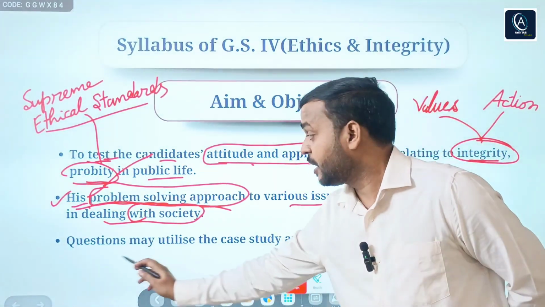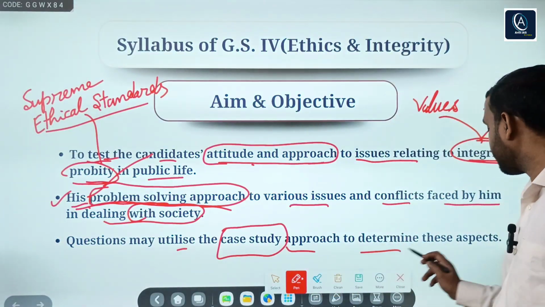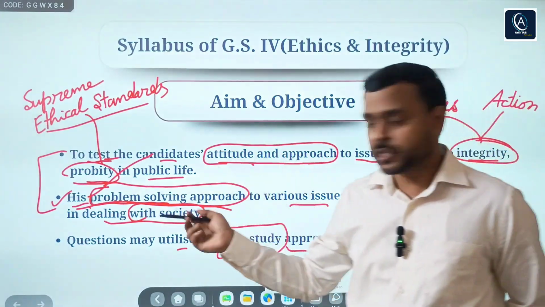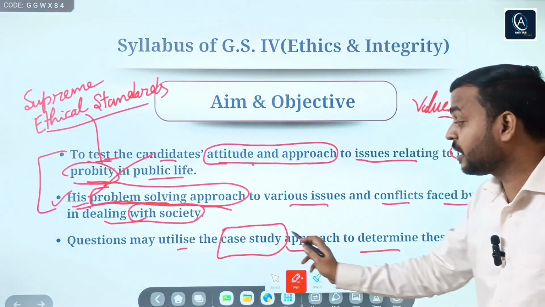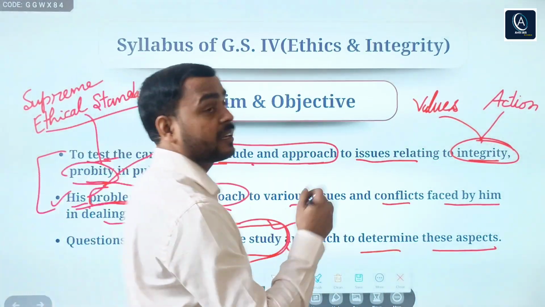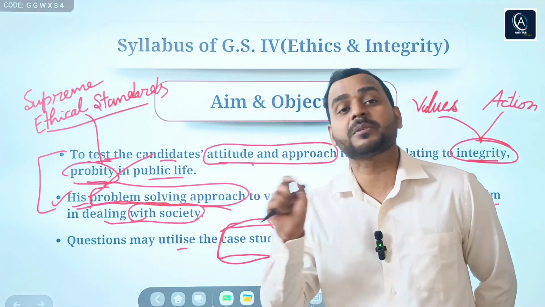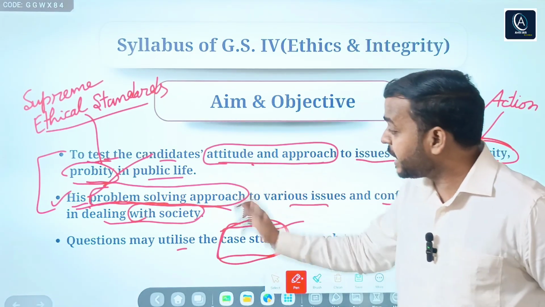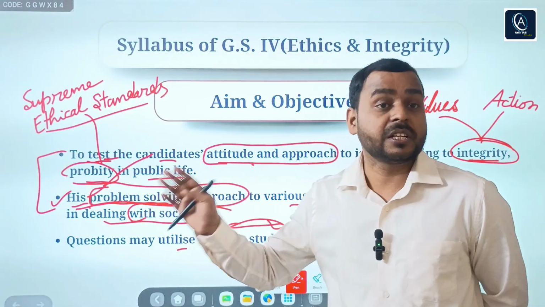And lastly, it says questions may utilize a case study approach to determine these aspects. These aspects mean these two aspects: the candidate's attitude and approach, and second, problem solving approach. All these are tested through case studies. And you must be knowing that the word case study is mentioned in your syllabus. The last topic mentioned in the syllabus is case study. So this is the aim and objective that UPSC tests in this paper.